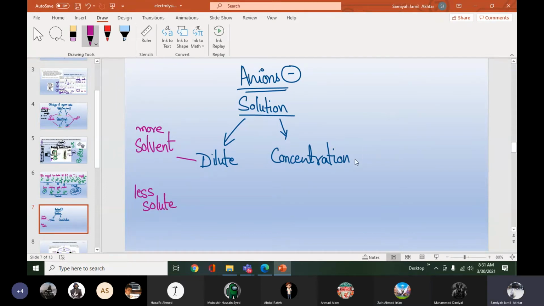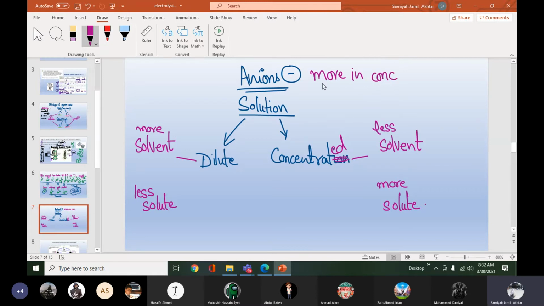In concentrated solution, there is more solute and less solvent. So for anions, remember the one which is more in amount, which is more in concentration, that one will discharge. Okay, the one which is more in concentration.